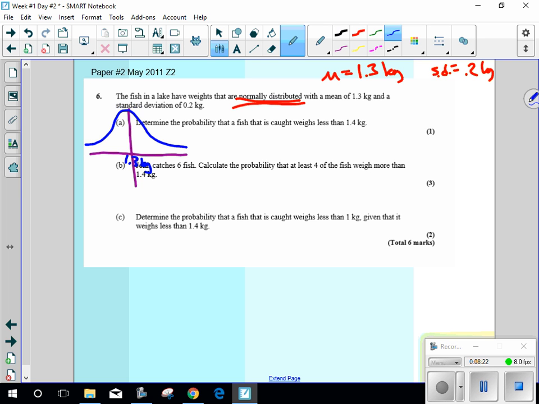So wherever you think the inflection point is, I think it's about here, that's going to be 0.2 this way, 0.2 this way. I'm talking probably 1.5, and this is about 1.1 kilograms here and here. So where they're saying determine the probability that the fish caught weighs less than 1.4. 1.3 is the mean, 1.5 is one standard deviation.